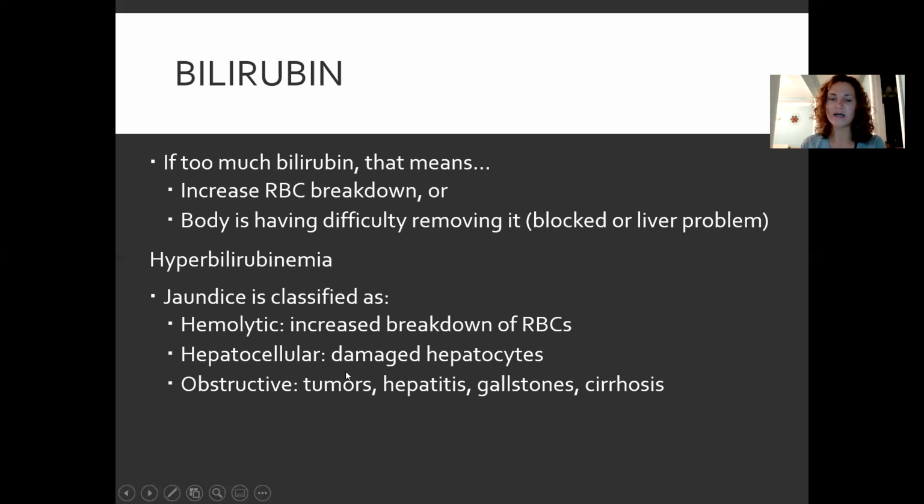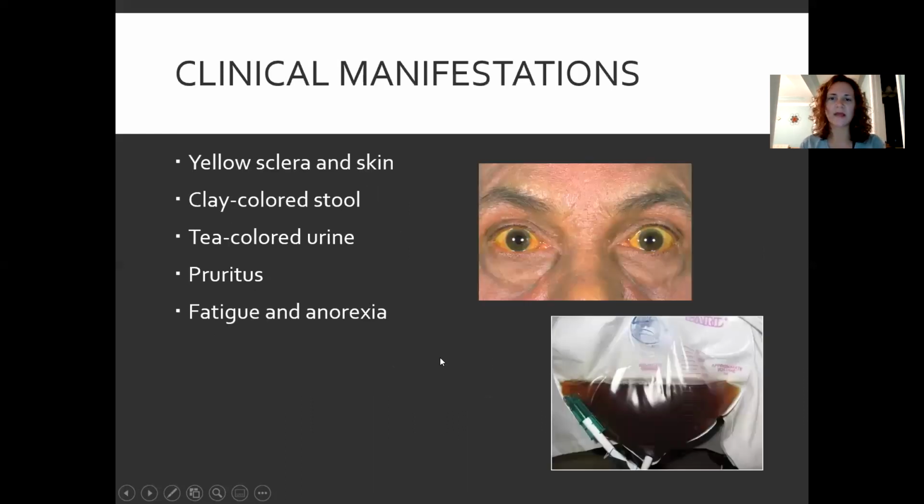Something's blocked. So a tumor can block things. The inflammation of hepatitis can block different ducts and glands. Gallstones within the gallbladder can certainly obstruct different ducts, and cirrhosis. So cirrhosis could be categorized as hepatocellular or obstructive, because cirrhosis is like end-stage liver dysfunction. And we talk about that in a few slides.